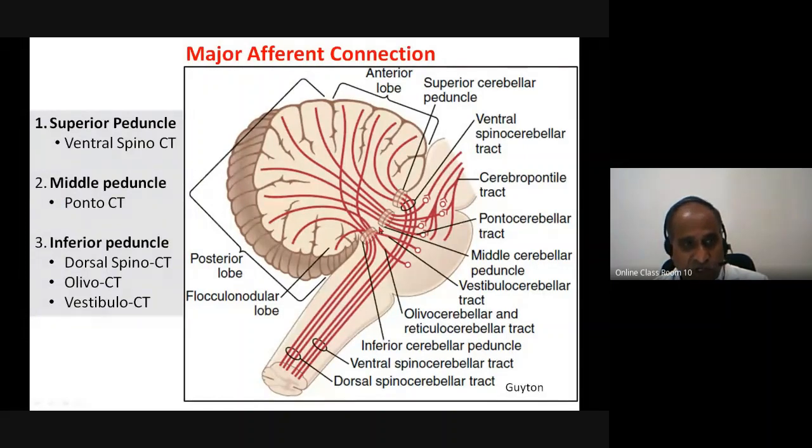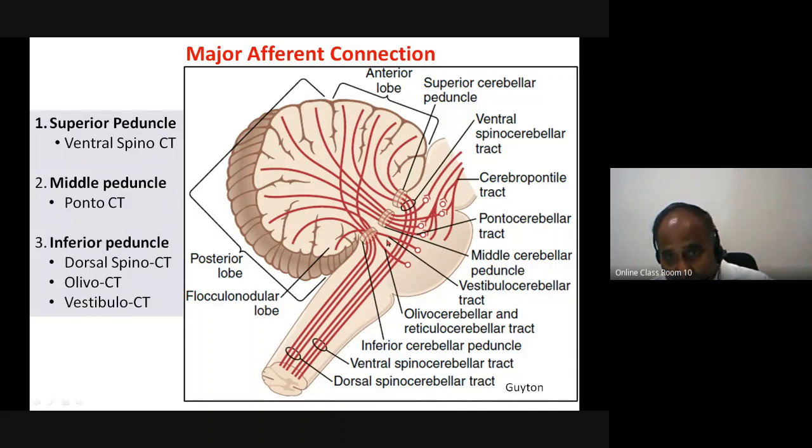This is corticopontine. Then the inferior cerebellar peduncle is connected with the dorsal spinocerebellar tract. This is the dorsal spinocerebellar tract coming here and distributing. Then it is also connected with the olivocerebellar tract. This is the olivocerebellar tract from the olivary nucleus in the medulla to the cerebellum, various parts of the cerebellum.